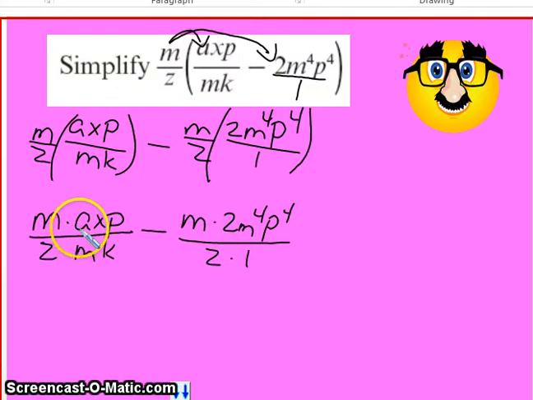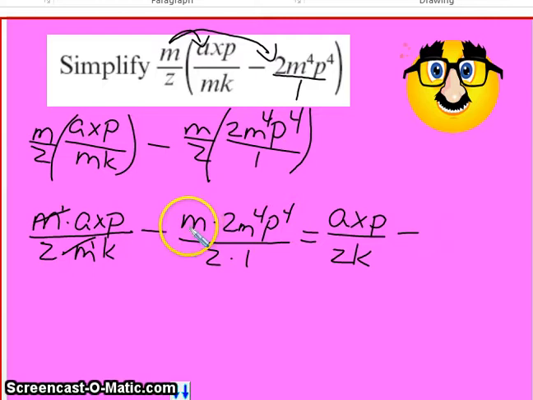Now I simplify. So m times axp would be maxp. Now notice that I have an m in the numerator and an m in the denominator. And so I'm dividing like bases here. And both our exponents are 1. So I can do m to the first divided by m to the first is m to the 1 minus 1, or m to the 0th power. So those cancel. Now we have no other like bases in this term. So we're just left with axp over zk. And we've got our minus.